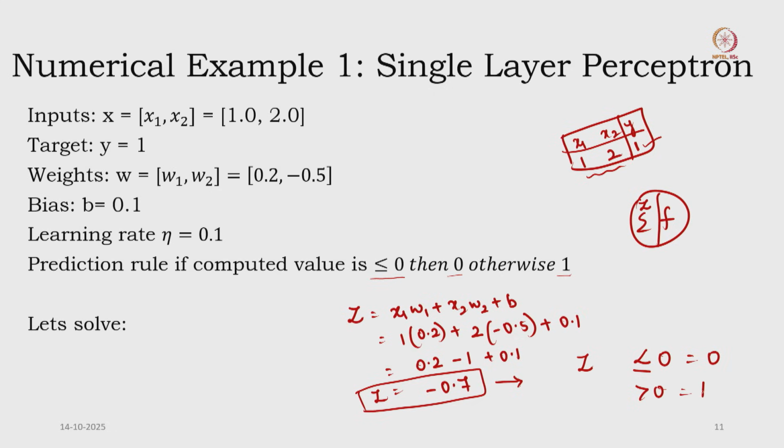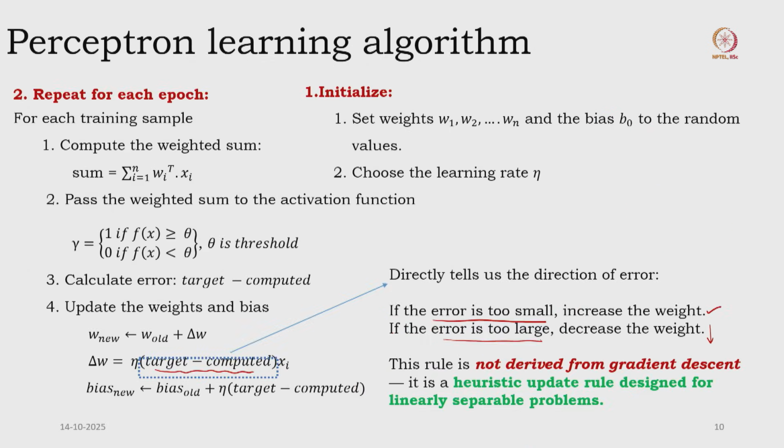Okay. Now what is the Z value? Z value is minus 0.7. So definitely the output from this activation function what we got is 0. So that means for this input the output what model has predicted is 0. So the predicted one, let us denote it as y hat, and what is the result? The result is 0.